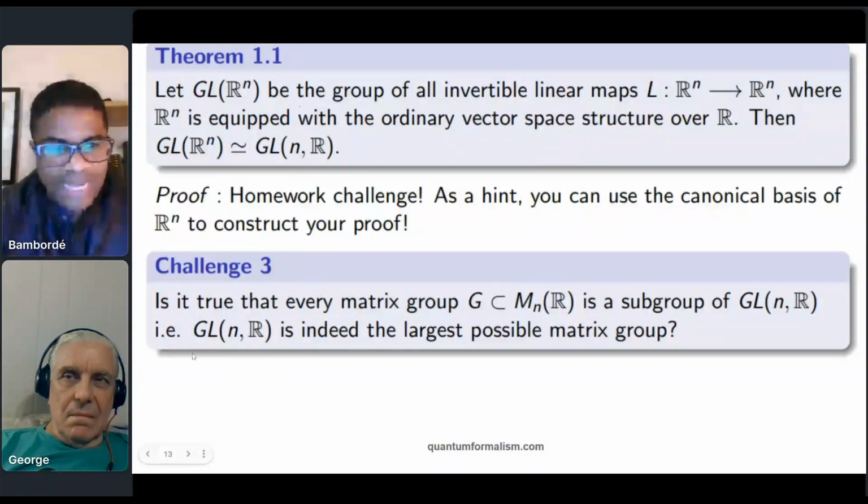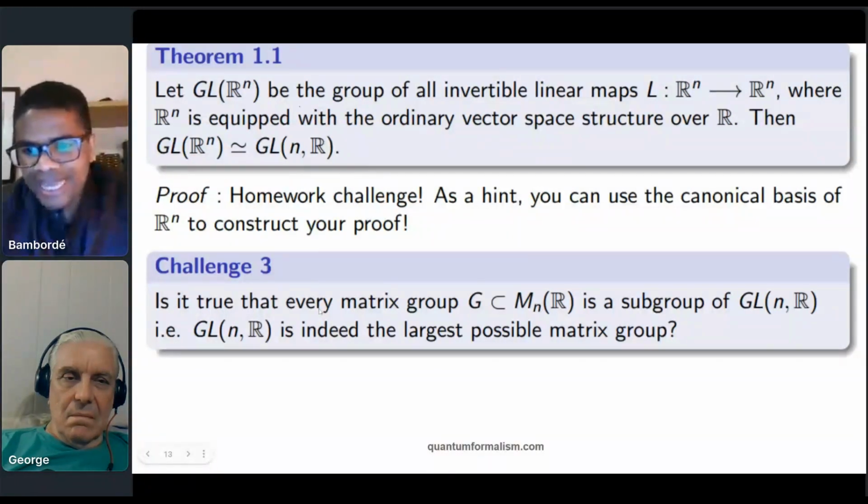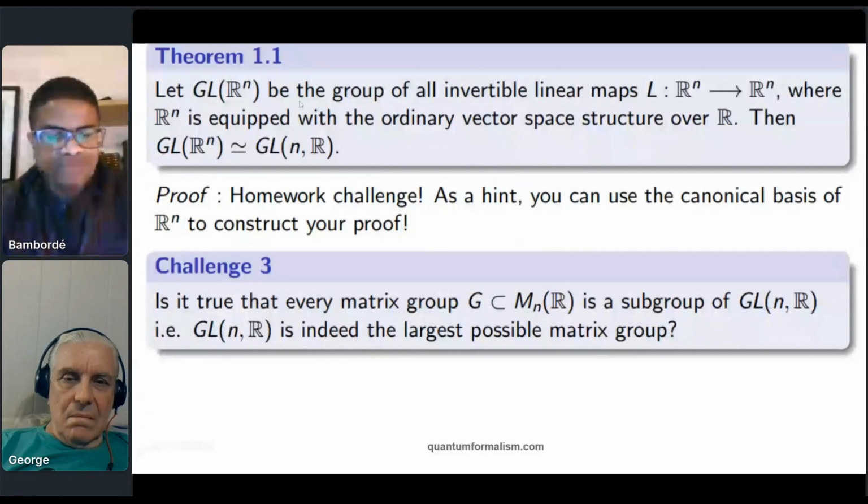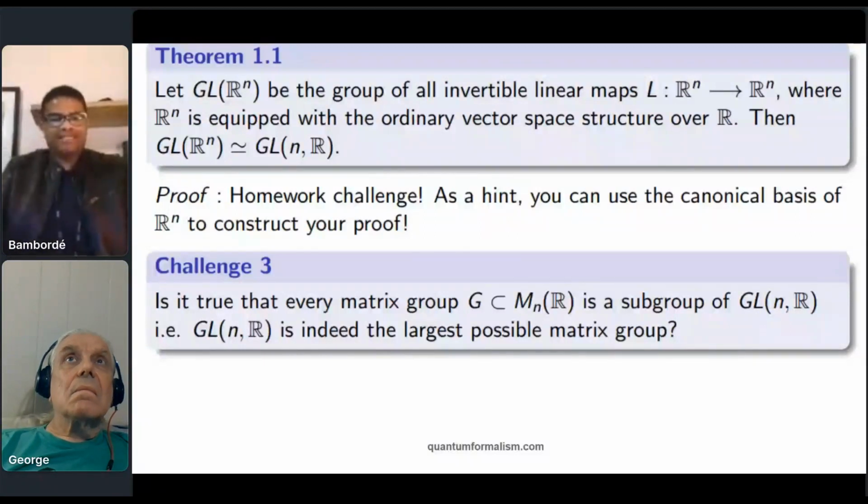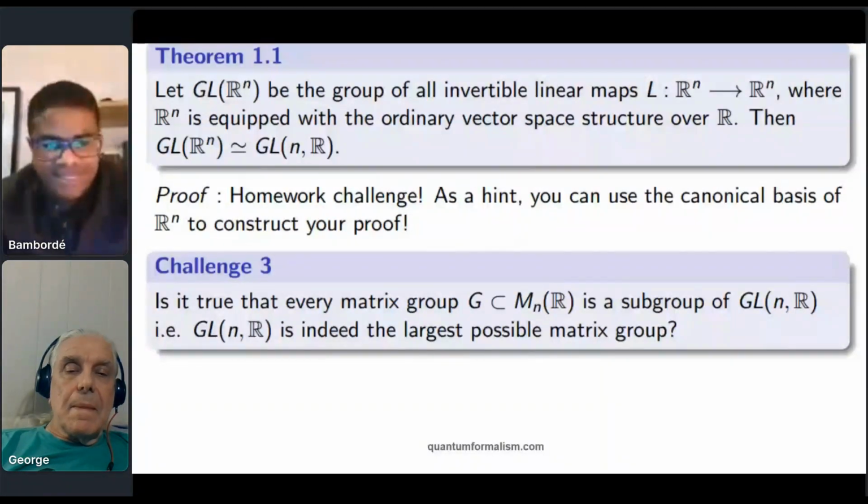Okay, and now here's a challenge. Is it true that any matrix group is indeed a subgroup of the general linear group over R? In other words, the general linear group over R is the largest possible real matrix group, so everything else is contained in it. So this is the challenge for you.